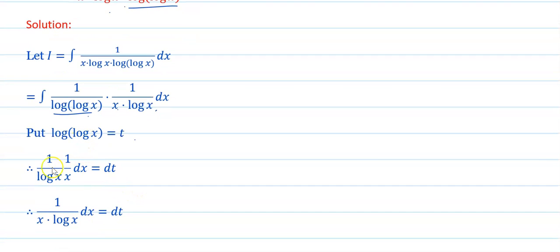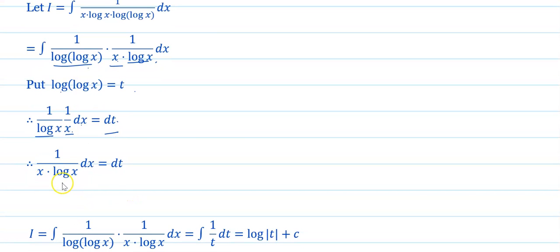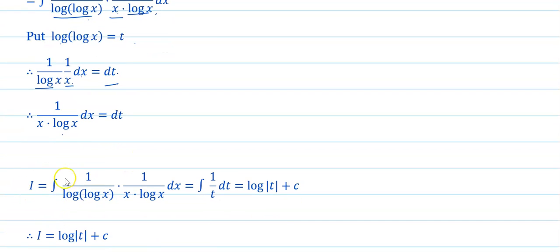Its derivative is 1 upon log x. Log of log x, a derivative 1 upon log x into d/dx of log x, which is 1 upon x into dx is equals to dt, and hence 1 upon x log x into dx is equals to dt, and therefore our integral will change like this: I is equals to integral 1 upon log of log x into 1 upon x log x into dx.